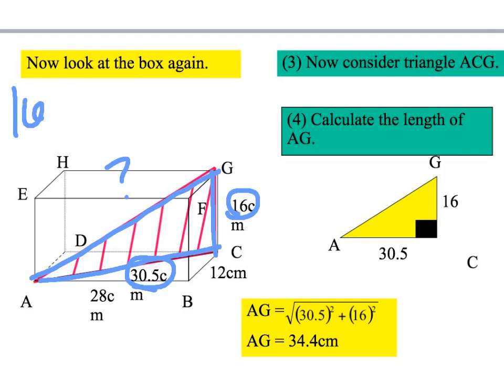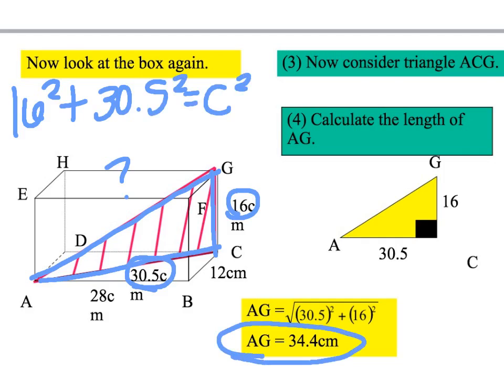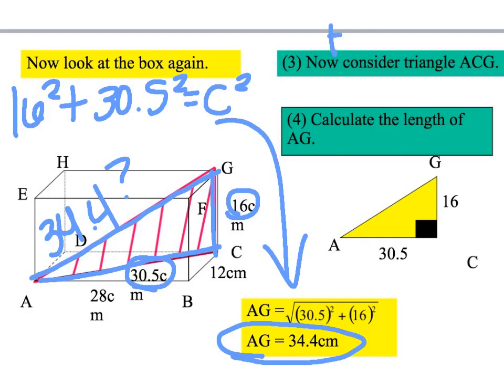So we would do 16 squared plus 30.5 squared equals C squared. You'd end up solving it all out, and once you solve for C, you would get that this distance is 34.4 centimeters long. The space diagonal is 34.4 centimeters long. So we did that by doing the Pythagorean theorem, and we did it 2 times to solve for the space diagonal. So that's one option. Perform the Pythagorean theorem twice.